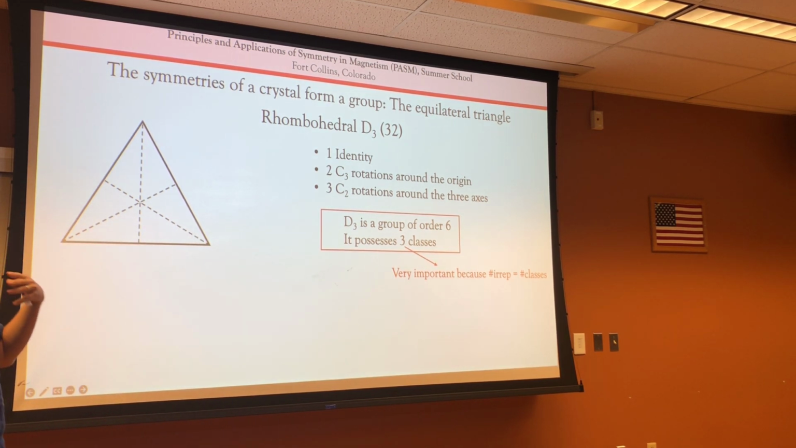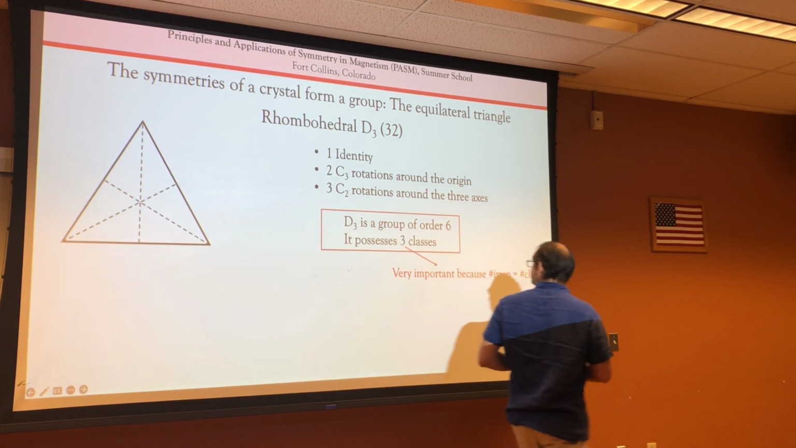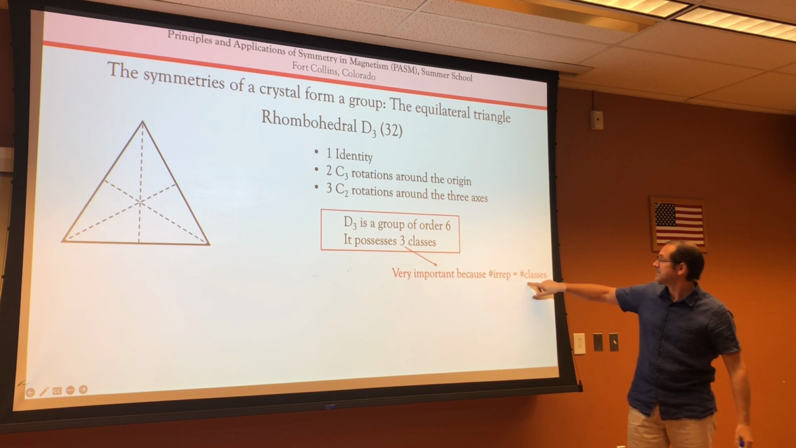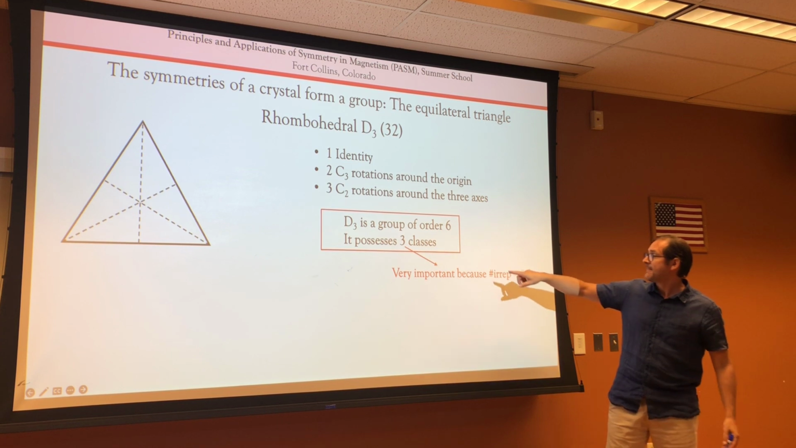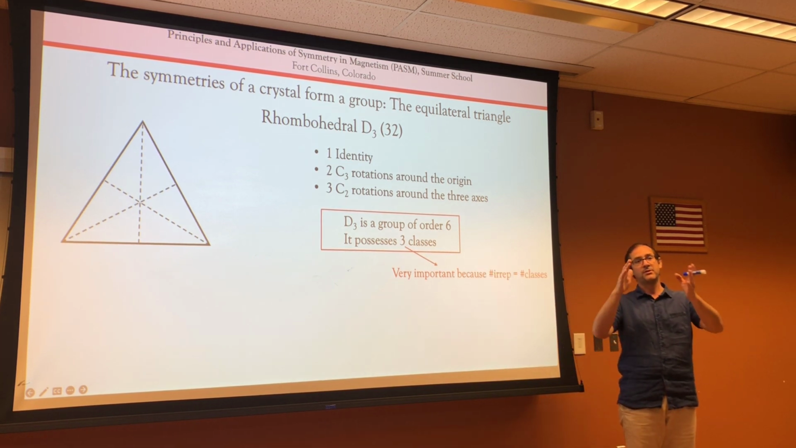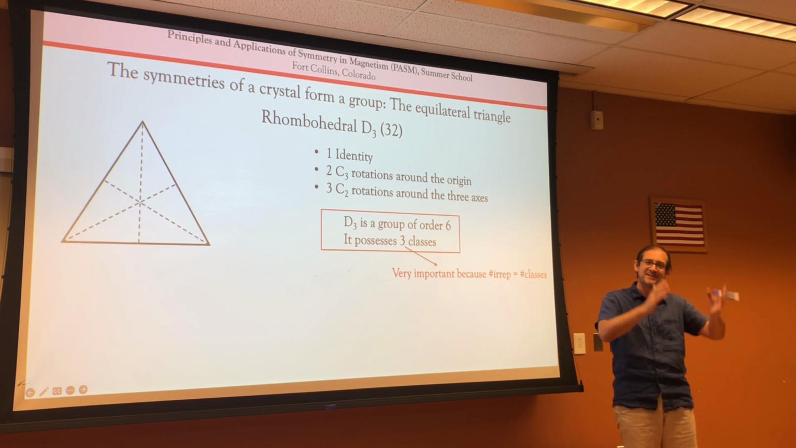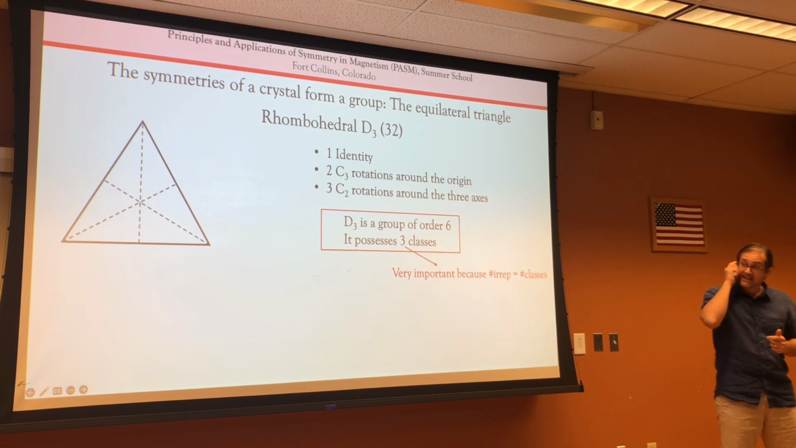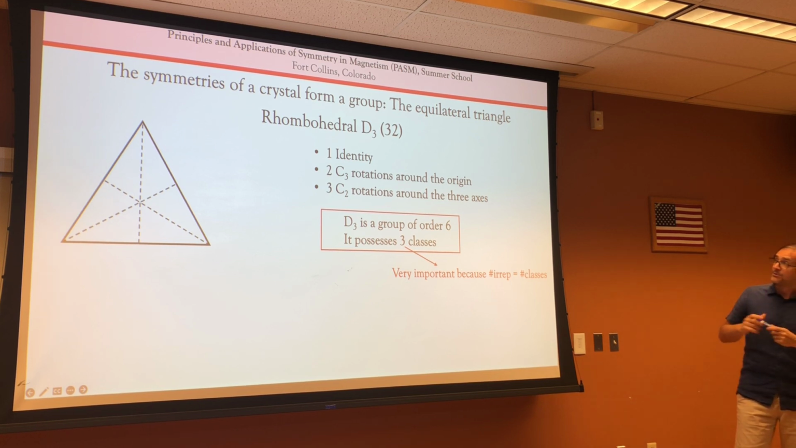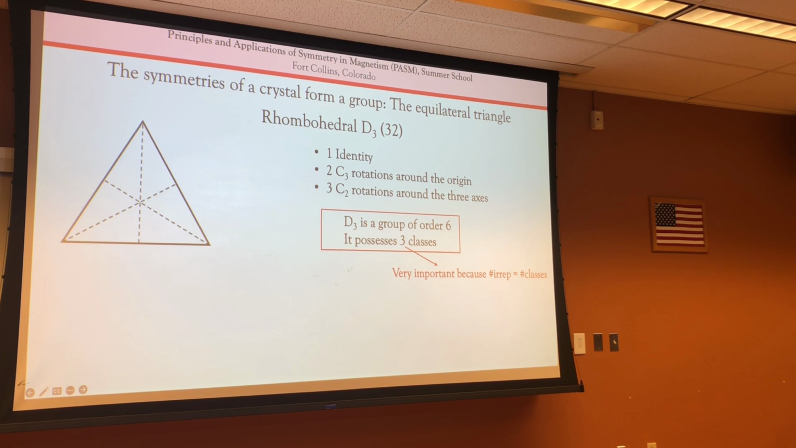So we see that D3 is a group of order 6, and it possesses what we call 3 classes. That is super important. The classes are very, very important. This is what I was mentioning previously, because it turns out that the number of classes is equal to the number of irreducible representations, which is called IREP for the familiar. So those three classes, I will actually come back to them in a moment to show how things work.